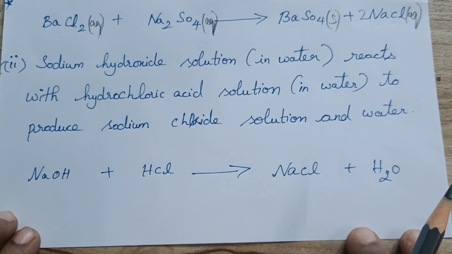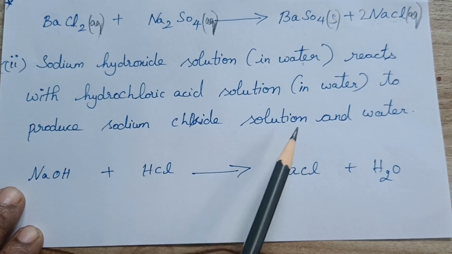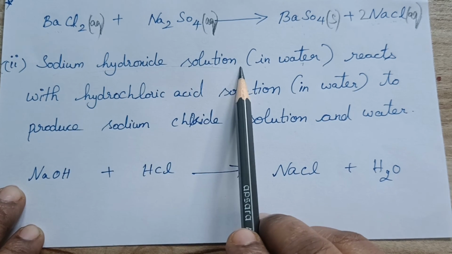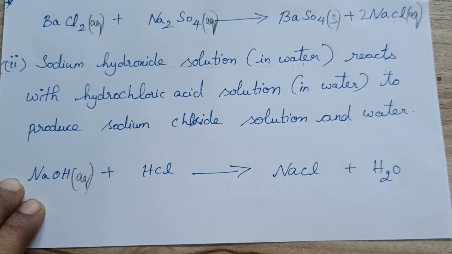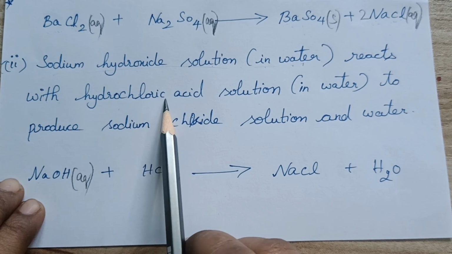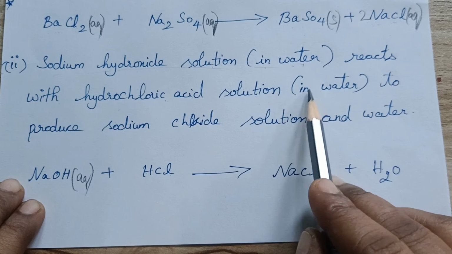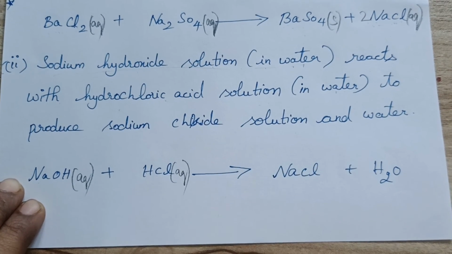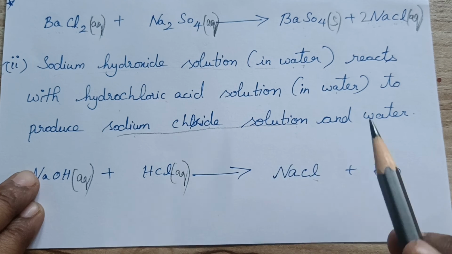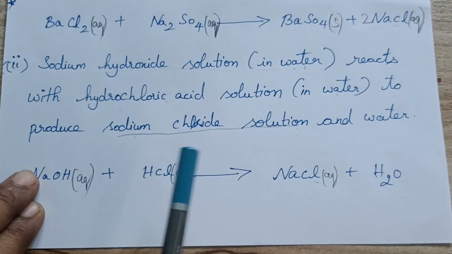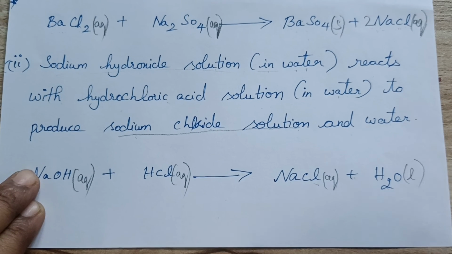Next. Sodium hydroxide solution in water reacts with hydrochloric acid solution in water to produce sodium chloride solution and water. Okay. Sodium hydroxide, NaOH, aqueous, because it's in solution form. Reacts with hydrochloric acid. Hydrochloric acid means HCl. That is also a solution in water, as mentioned, so this is also aqueous. Produce sodium chloride, NaCl. They said sodium chloride solution, that means this is also aqueous. Next, plus water. Water is a liquid. Clear?